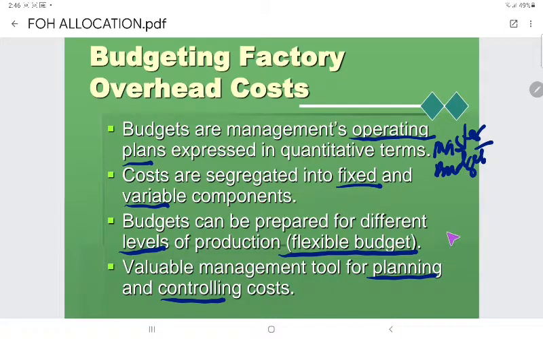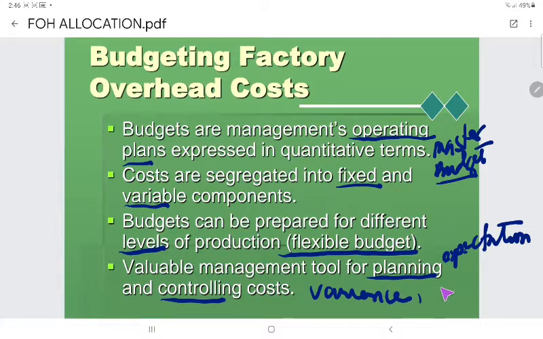Why planning? Kasi budget will serve as your expectation, diba? Then, why controlling? Kasi you use it for variance analysis. You will use it for responsibility accounting. Okay? Although in our class, we won't be doing variance analysis, but rather we would do responsibility accounting. Okay?